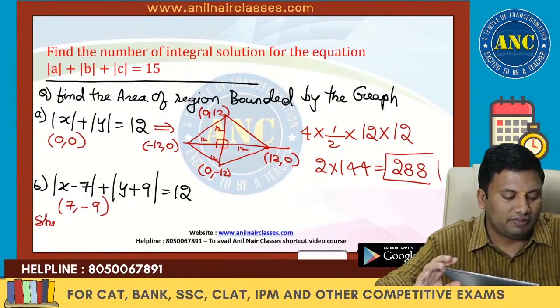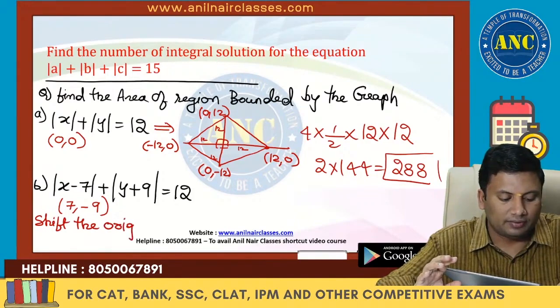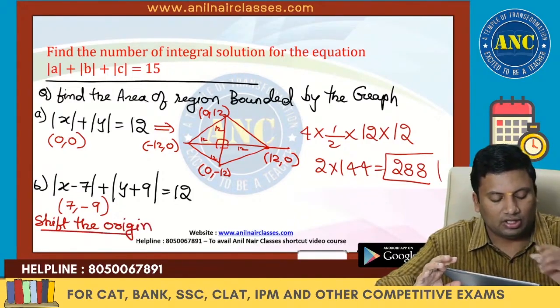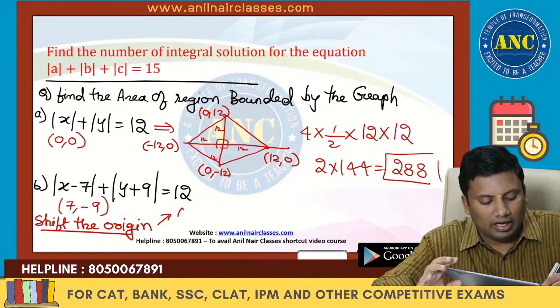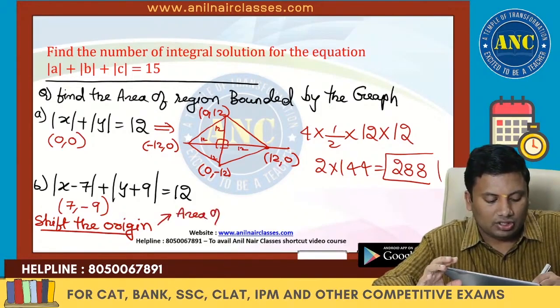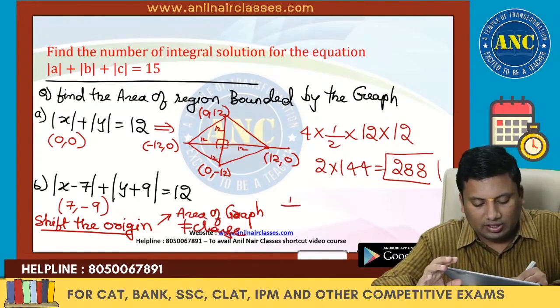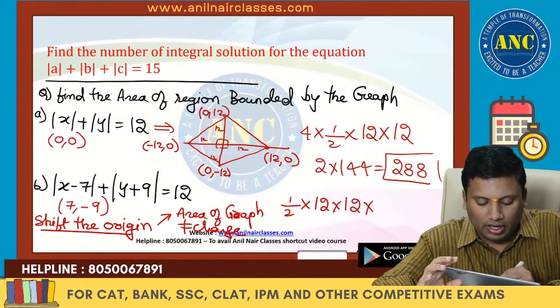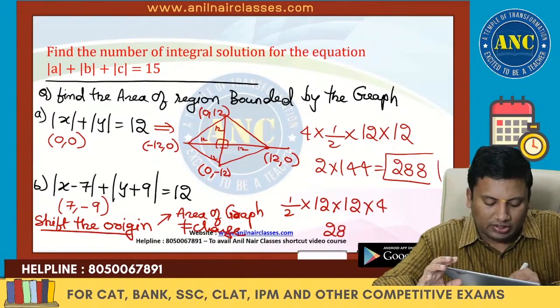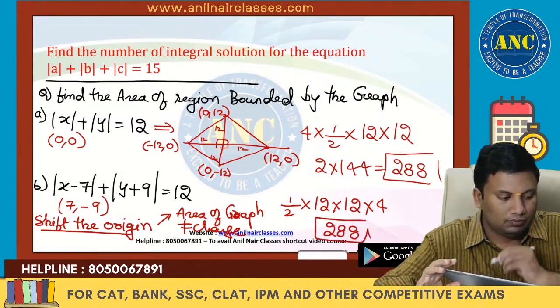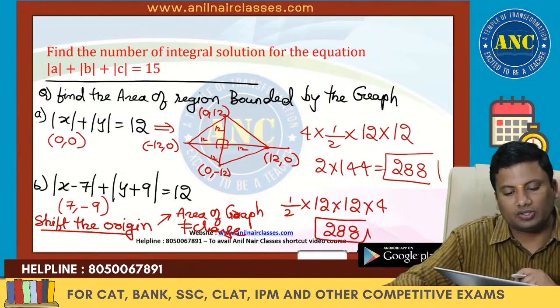So if I shift the origin, the area of the graph will not change. So the answer is similar to half of 12 into 12 into 4. The answer is still 288 square units.